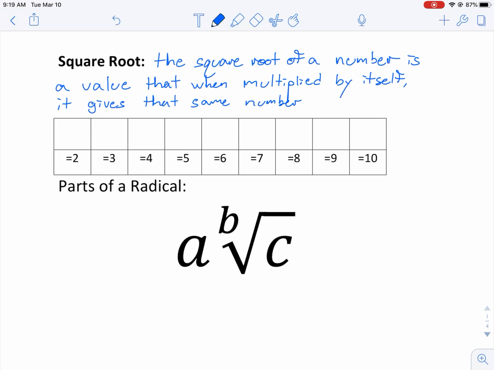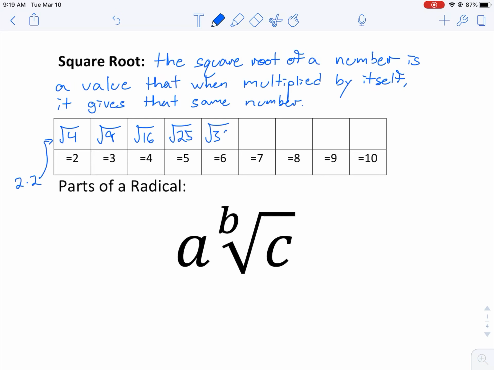So there are a bunch that you already know. Like, you know that the square root of 4 is 2. The square root of 9 is 3. The square root of 16 is 4. What I mean by this statement is that if I take 2 times 2, it gets me right back to 4. Square root of 25 is 5.